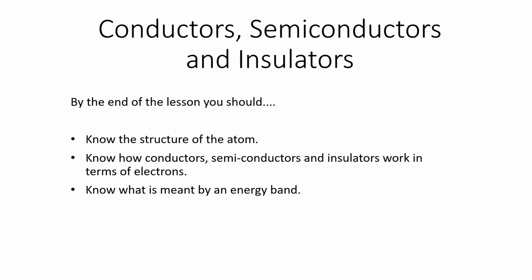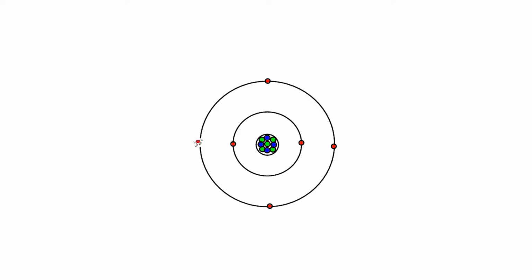Conductors, semiconductors, and insulators. By the end of this lesson, you should know the structure of the atom, know how conductors, semiconductors, and insulators work in terms of electrons, and know what is meant by an energy band.